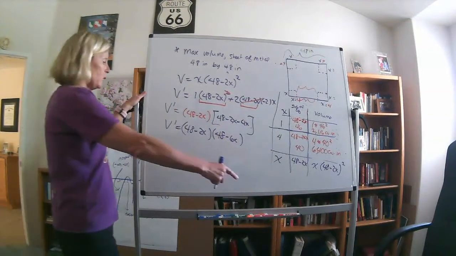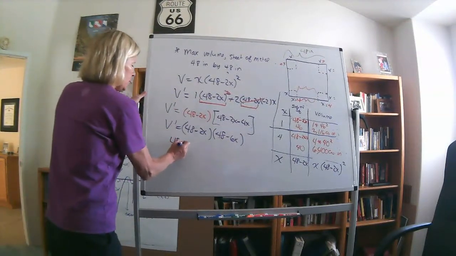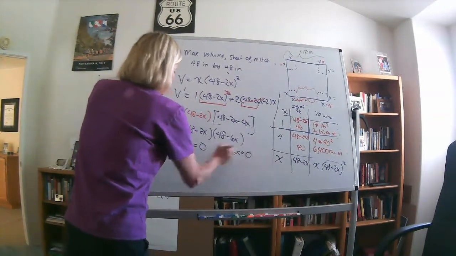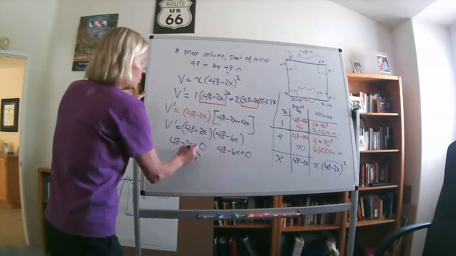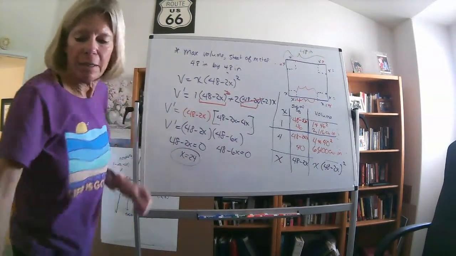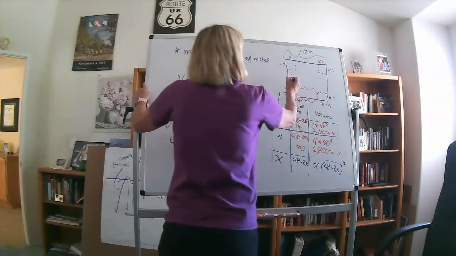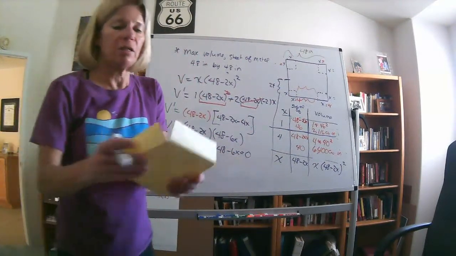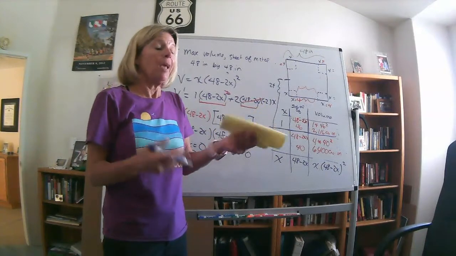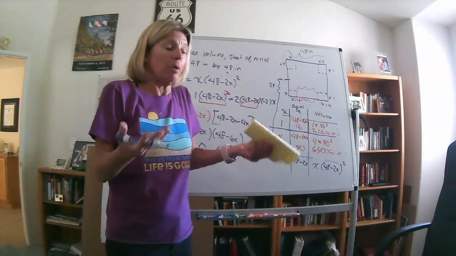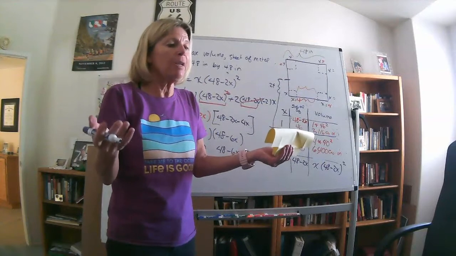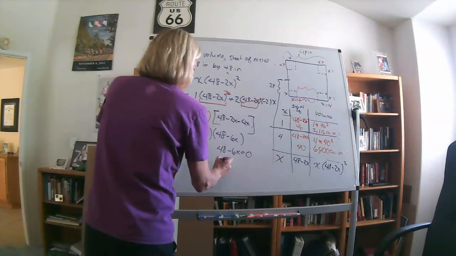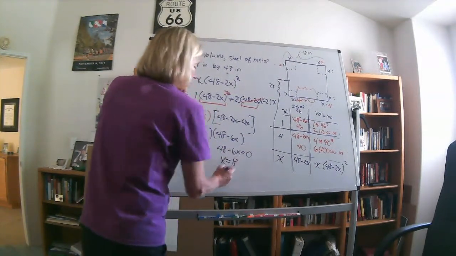I'm going to set each of those terms equal to 0. If I solve this first one, I get x equals 24. But I know that cannot be the case, because if I went to 24, what I would end up doing is just folding my whole box in half, and I would not even have a box. I would fold my metal in half, and I would not even have something I could find the volume of. If I solve this, I get x equals 8.